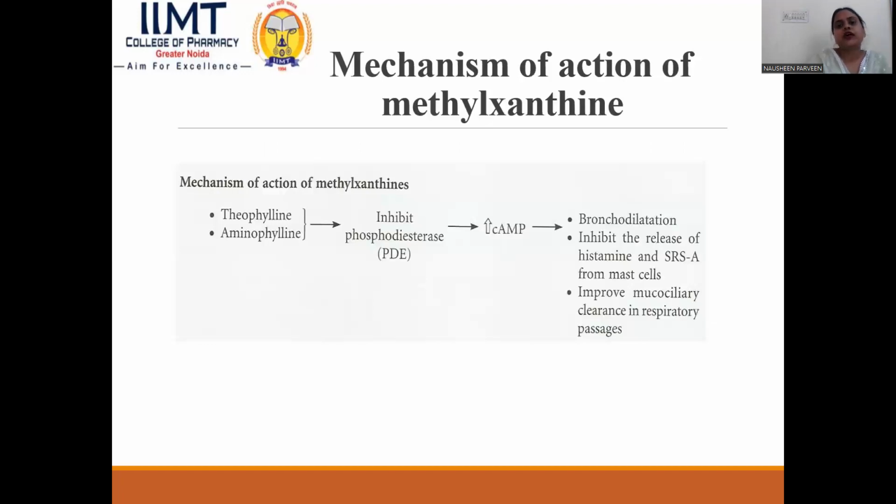Mechanism of action of methylxanthines: theophylline and aminophylline are drugs which inhibit the phosphodiesterase enzyme, and it increases the cAMP pathway and causes bronchodilation, inhibits the release of histamine, SRS-A from mast cells, and improves the mucociliary clearance in the respiratory passage.